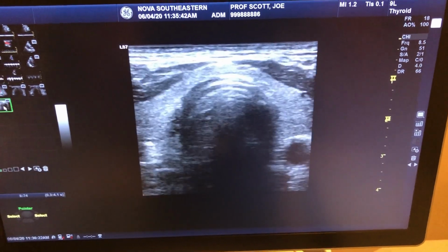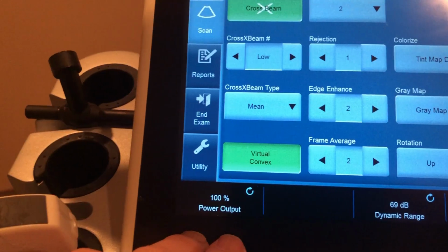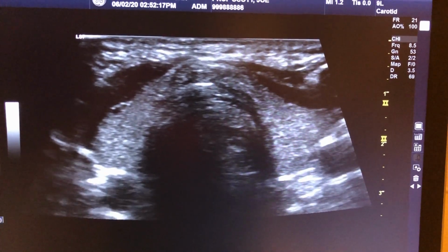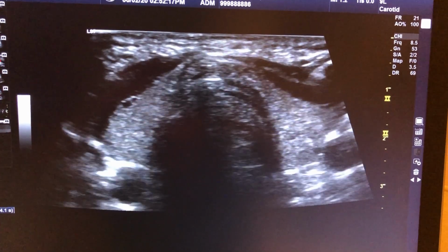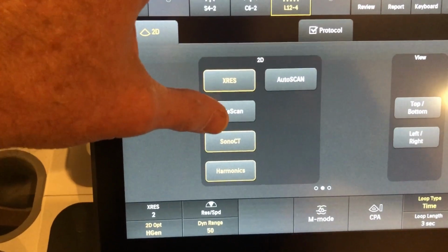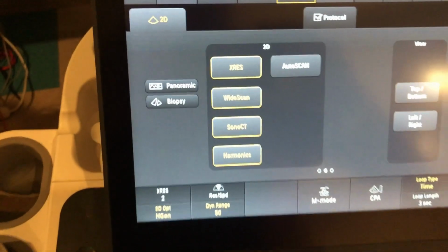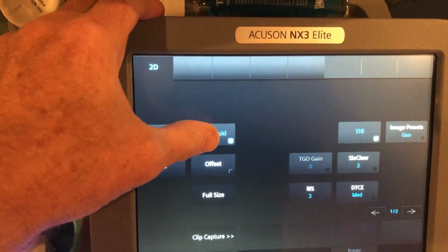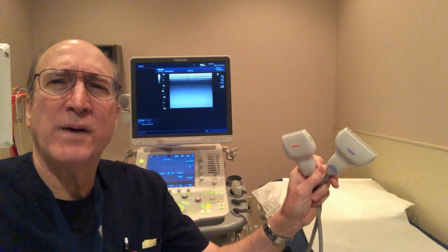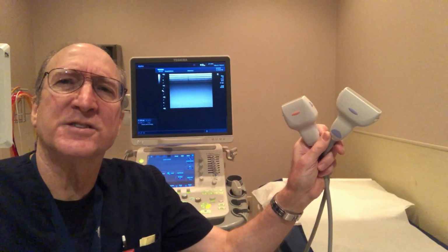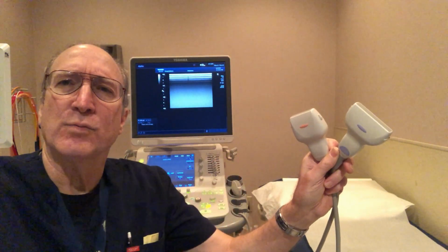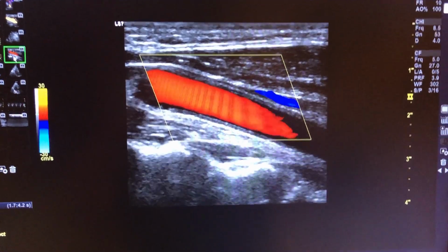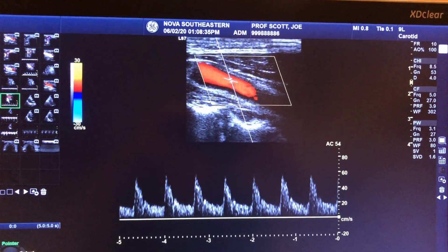Here's a thyroid on a vector probe. It starts off rectangular, but you just hit the virtual convex button and you get the trapezoidal shaped image. On the Philips, they call it wide scan. On the Siemens, they call it trapezoid. The Toshiba has a couple of linear probes, and they're probably linear sequential because the image is rectangular only. All the linear probes can do 2D, color flow, and pulsed spectral Doppler.